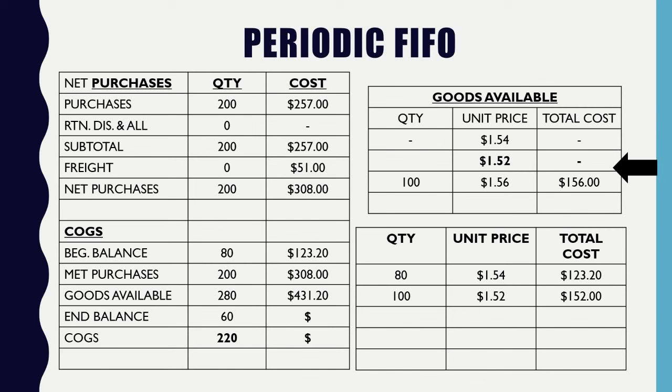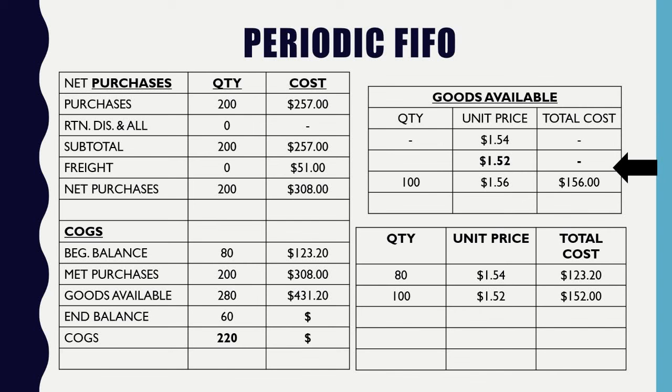So now I'm at 180, and I need to get to a total of 220 units. So therefore, how many more items do I need to sell? Okay. In this case, I need to sell 40 units because that's going to give me 220. So now that I established that I have 40 units left to sell, I only have one batch of inventory left available to sell.